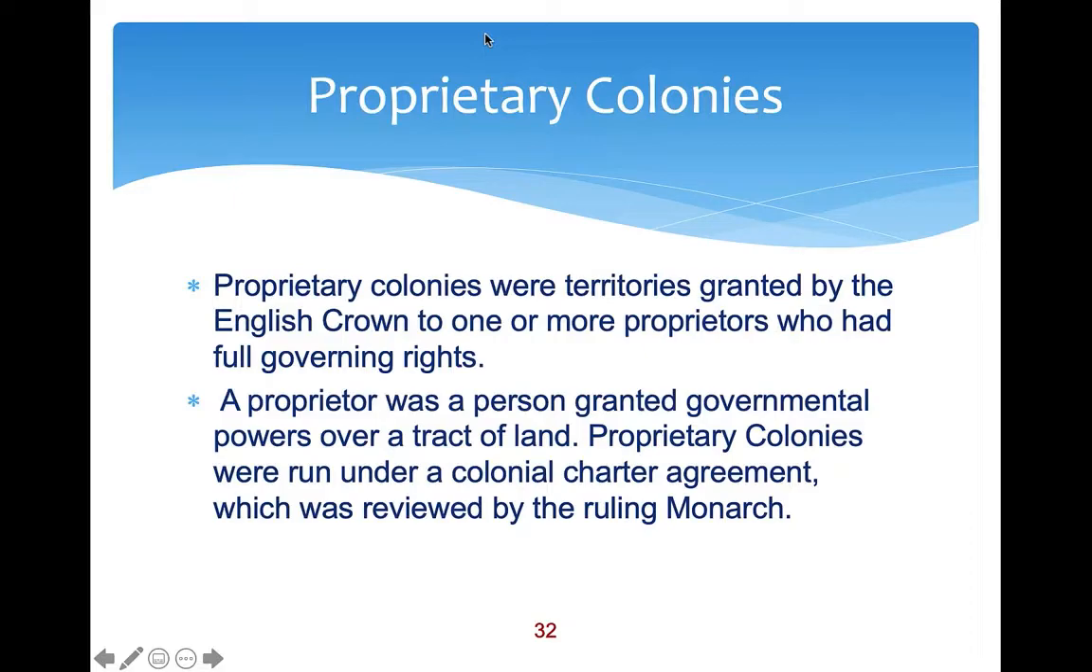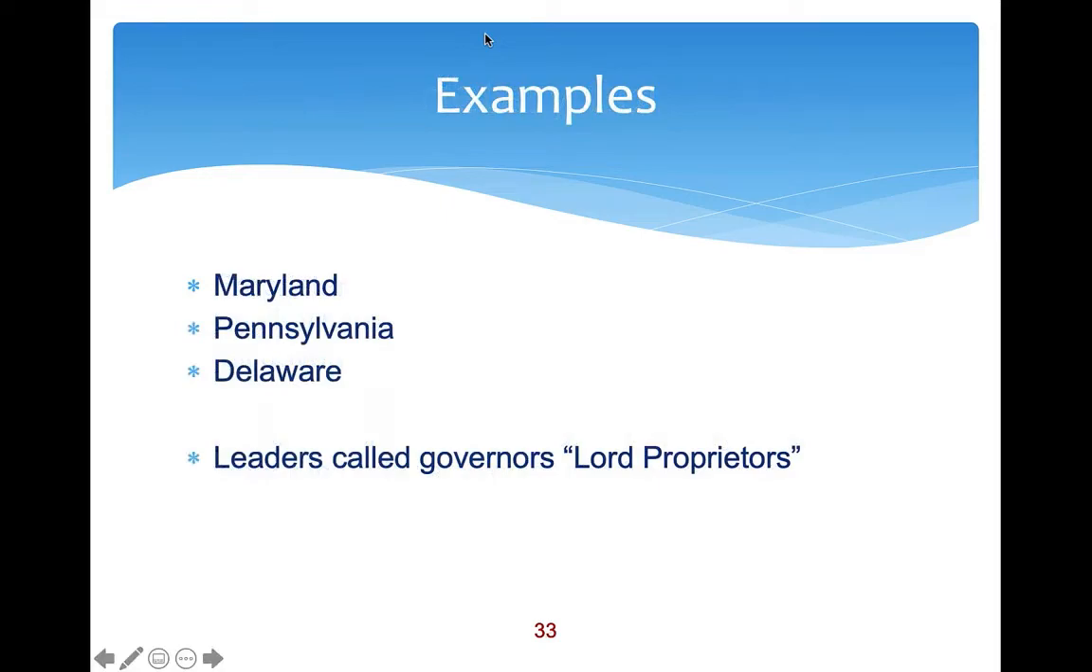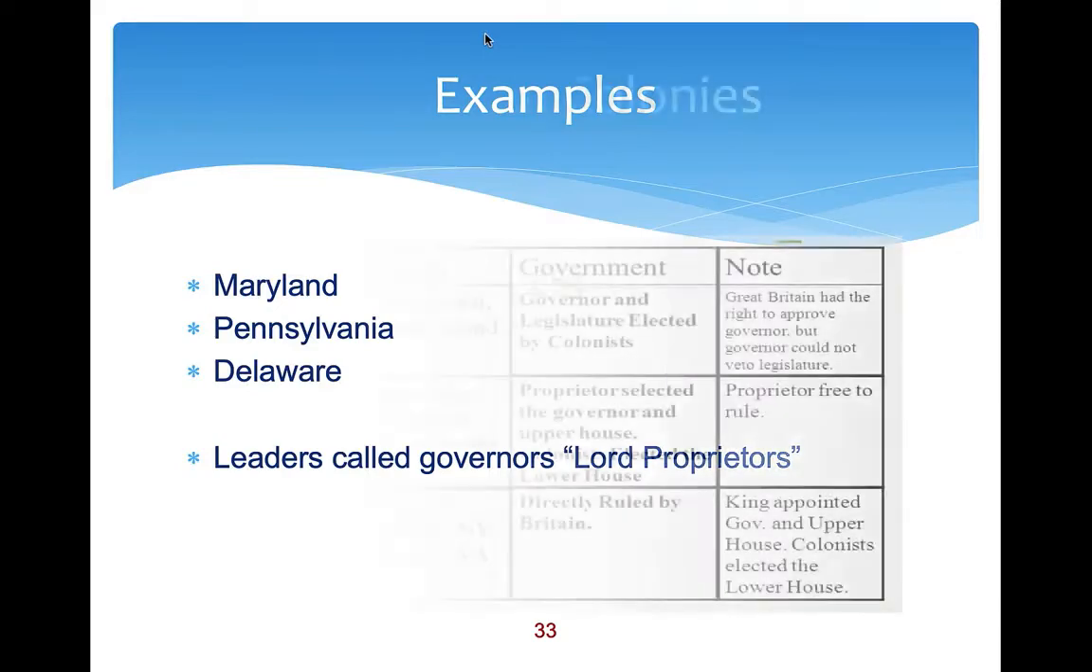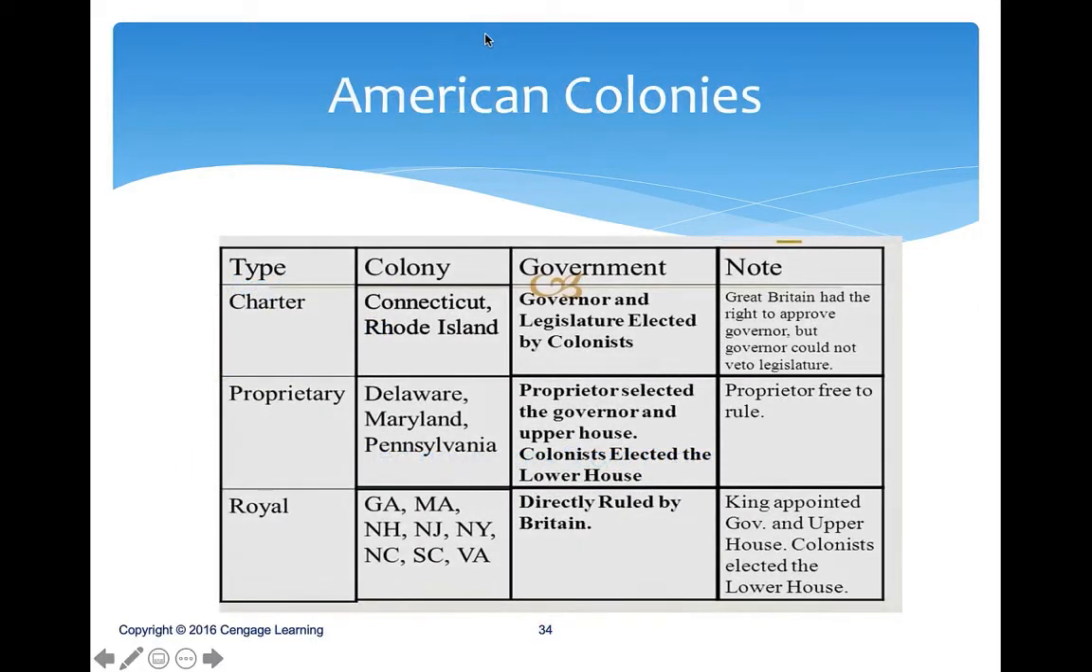The final one that we have is a proprietary colony. These were territories granted by the king to one or more proprietors who had full governing rights over that area. They were granted governmental powers over a tract of land, and proprietary colonies were run under a colonial charter agreement, which was reviewed by the king. The leaders here were called governors or lord proprietors, and Maryland, Pennsylvania, and Delaware are good examples of this. And here's a little bit of a chart, which I think is a good illustration.